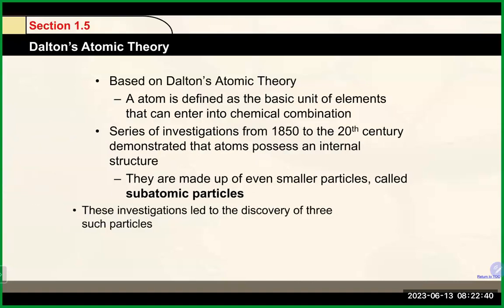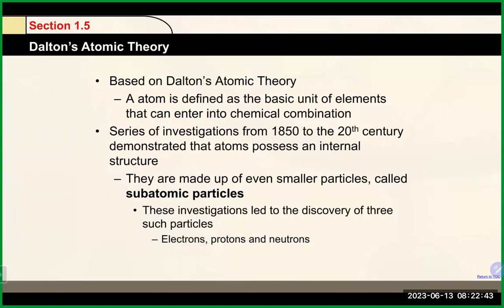Based on Dalton's atomic theory, the atom was the basic unit of an element that can enter into chemical combination and go through reactions. Although atoms are extremely small, it was believed that they have an internal structure made up of even smaller particles known as subatomic particles. Those are our three big ones: electrons, protons, and neutrons. Electrons are negatively charged particles, protons are positively charged particles, and neutrons have no charge.